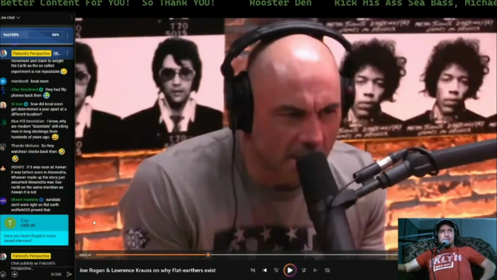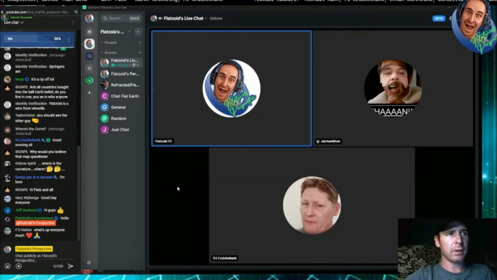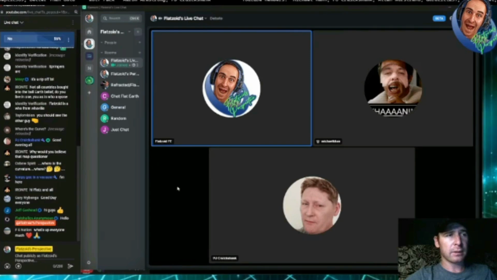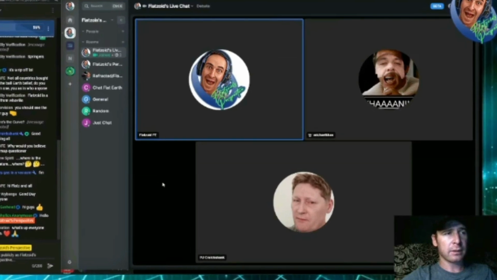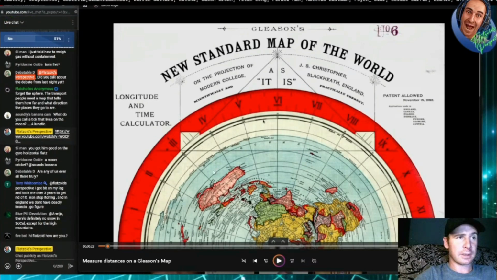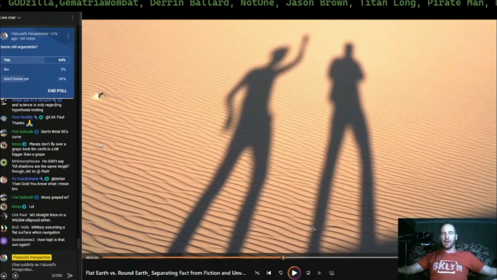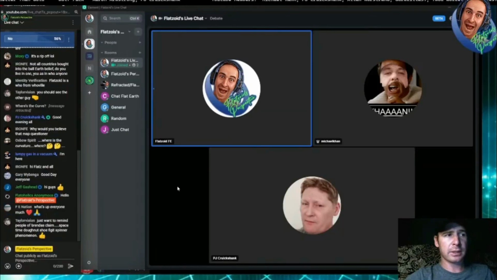Because it is just a coordinate system, and that's what the Gleason's map is. It's just a coordinate system based on a sundial. Flatzoid, what do we do with coordinates? We can measure distances between them. You contradict yourself all the time, Flatzoid. Not to measure distances. It's literally just a sundial. It's a sundial map, the Gleason's map, guys. I said, yeah, but it's just a sundial.